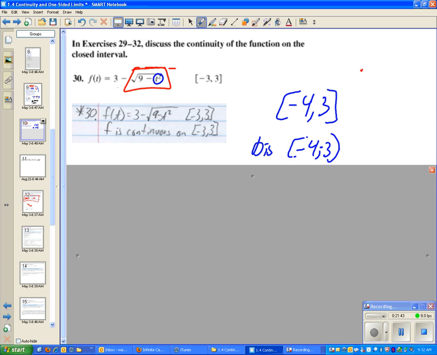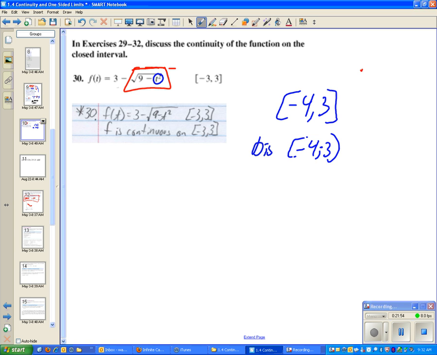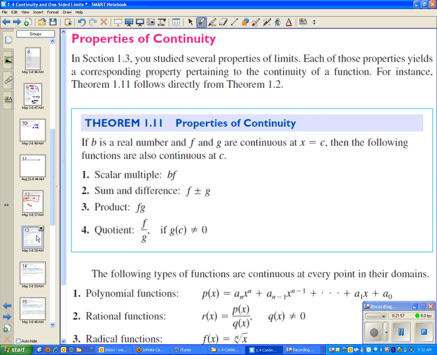That's right. You're trying to find the boundaries. Okay? Make sense? All right. I think that was the only one there. Okay. All right, let's keep going.